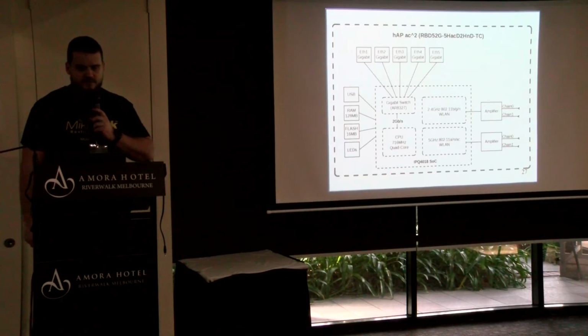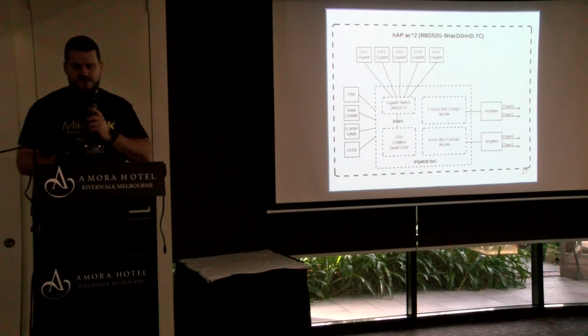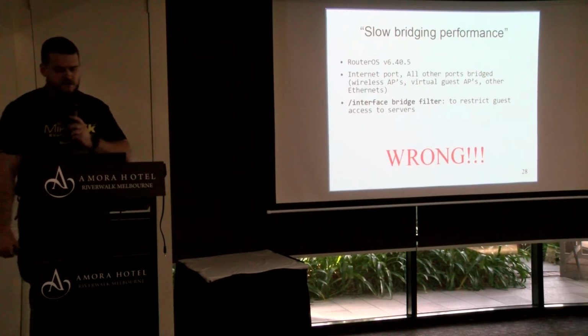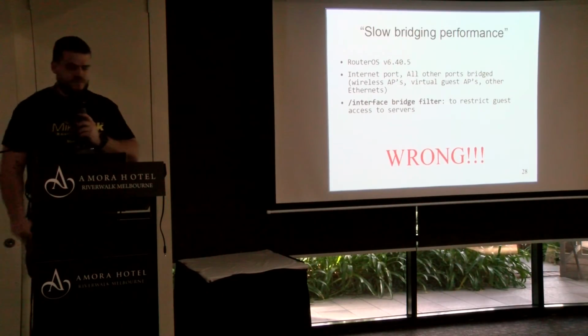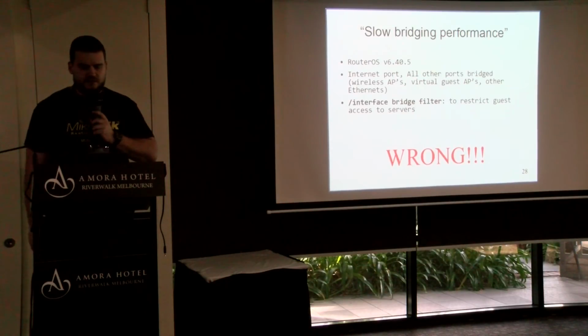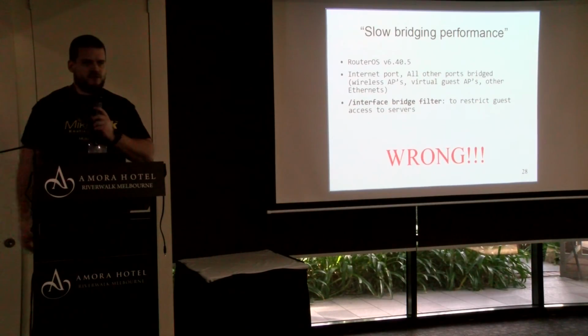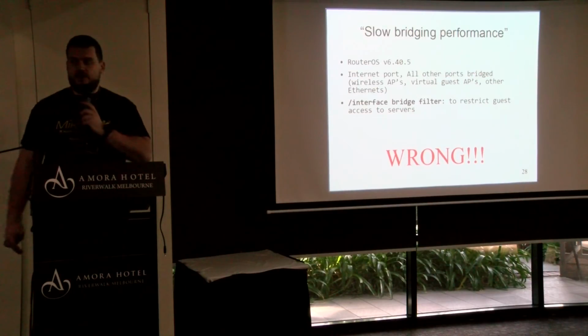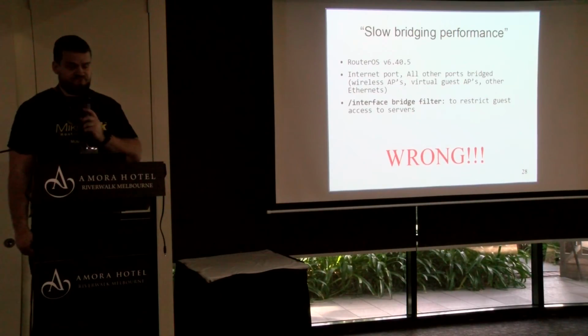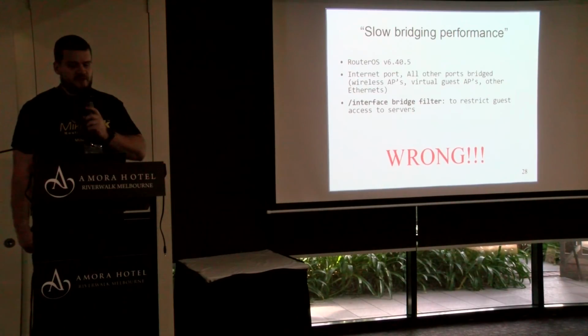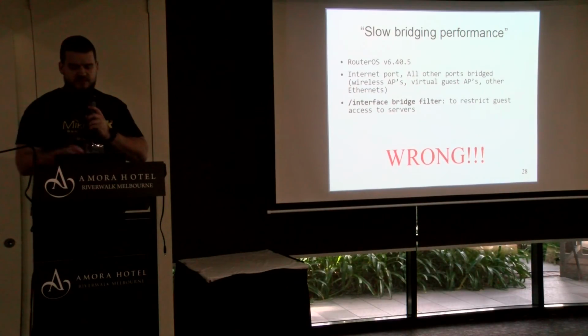And of course, the guy jumped in and started to configure the device. And instantly what he did, he created his virtual access point for guests, configured his own wireless AP, and bridged all those things together. And then to restrict the guest network from accessing his internal servers and devices, he applied the bridge filter. So, as a result, he has a problem, because this configuration is wrong.